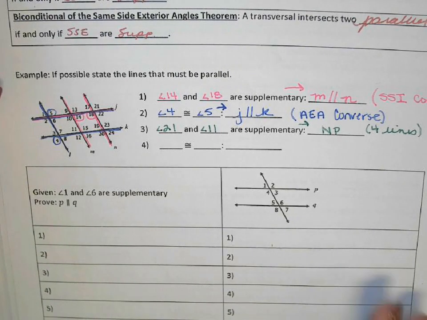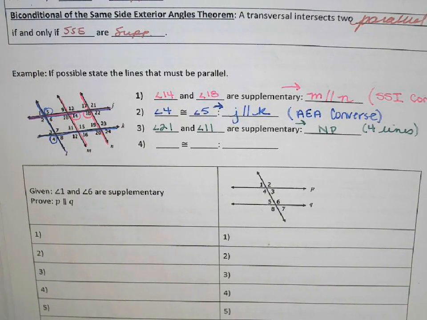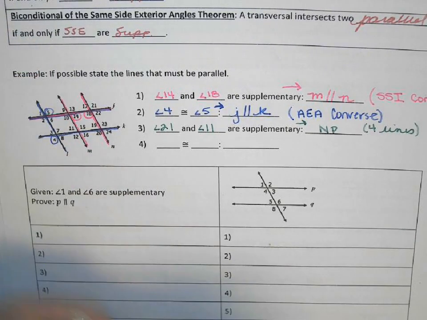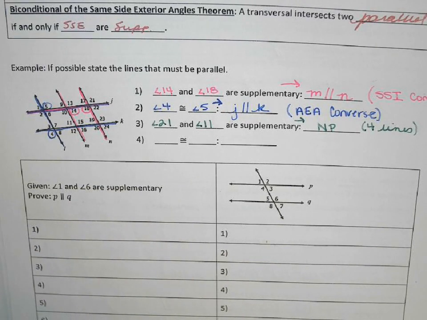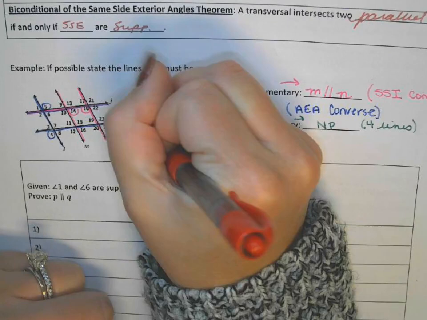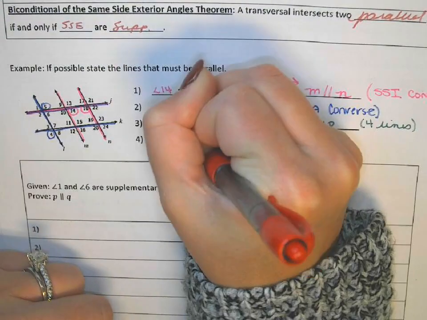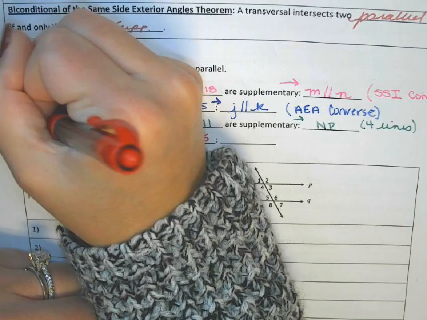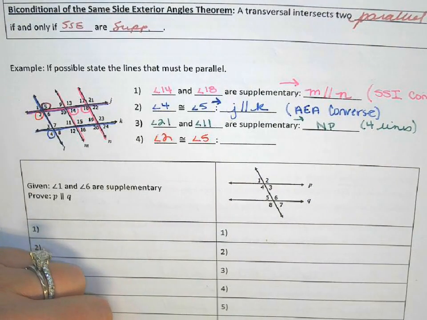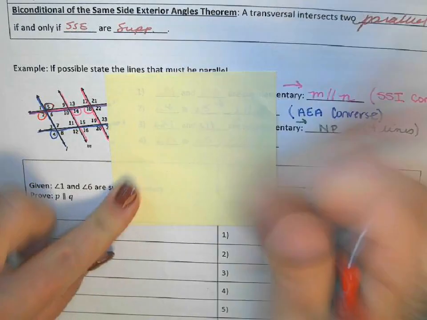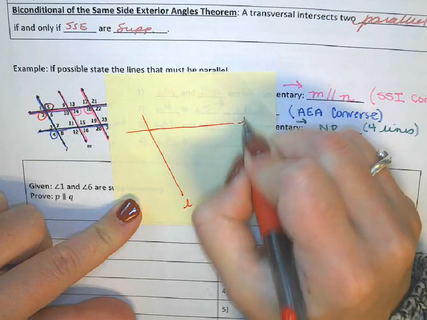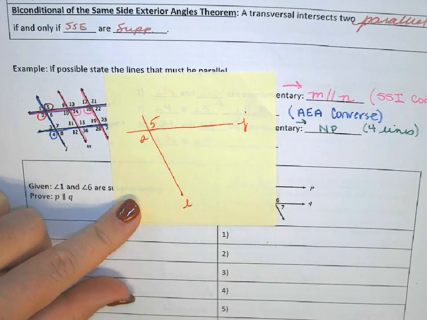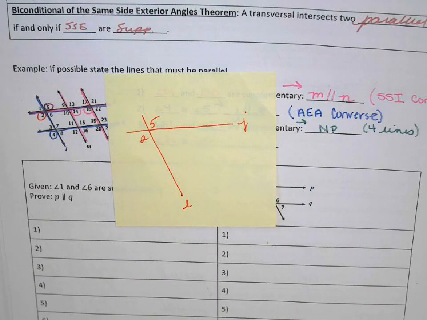Okay. All right. The last one says that angle 2, let me get a different color here. Angle 2 is congruent to angle 5. 2 and 5. I'm going to draw that on my diagram here. 2 is made up of these 2 lines, L and J. And 5 is made up of the same 2 lines. Okay, and I'm told that 2 and 5 are congruent.